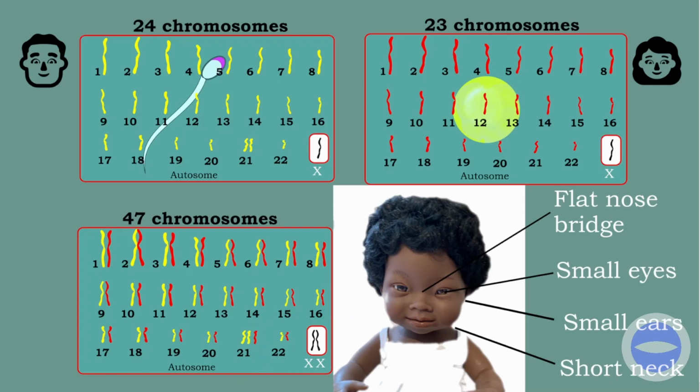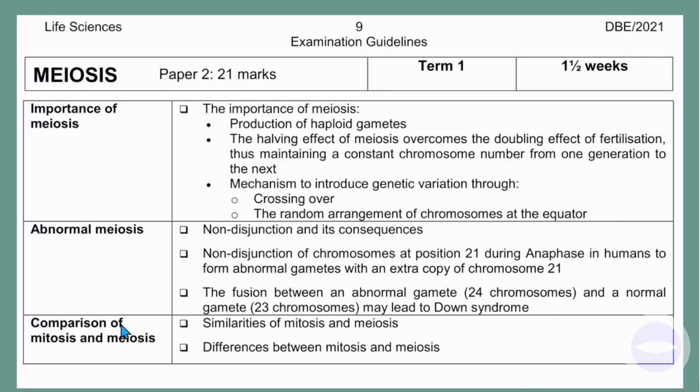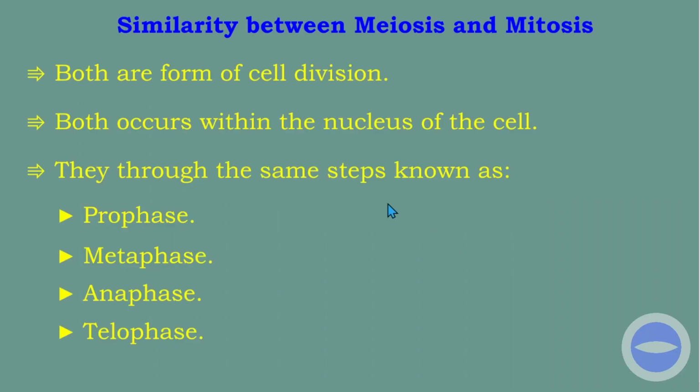So, going forward, now we will compare mitosis and meiosis. First, let's start with the similarities of mitosis and meiosis. Both are forms of cell division. Both occur within the nucleus of the cell. They go through the same steps known as prophase, metaphase, anaphase, and telophase. It's just that meiosis goes through these steps twice, while in mitosis it only takes place once.